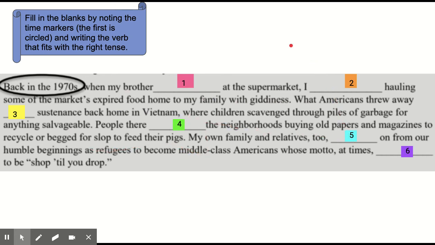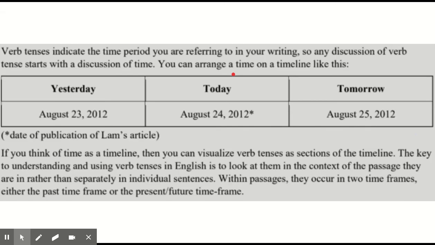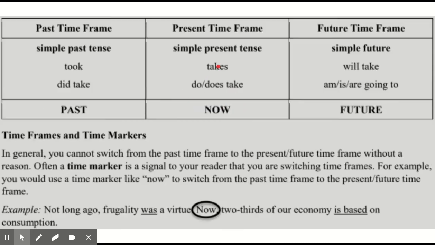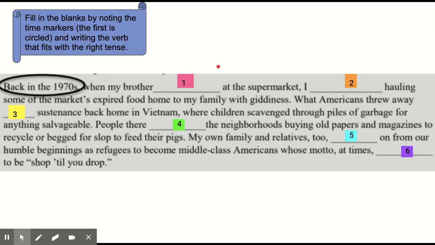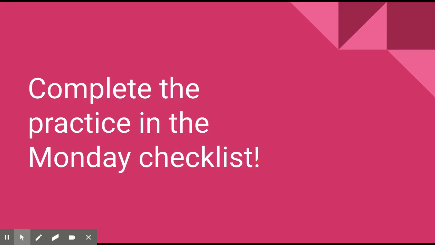You will have to look out for time markers like this one. For example, "back in the 1970s" would indicate something from the past, because he's talking about something that happened before this timeline here, right? And so this will help you understand how we use grammar, verb tenses, in order to indicate shifts. So go ahead and complete that practice in your Monday checklist, and I look forward to seeing your work.